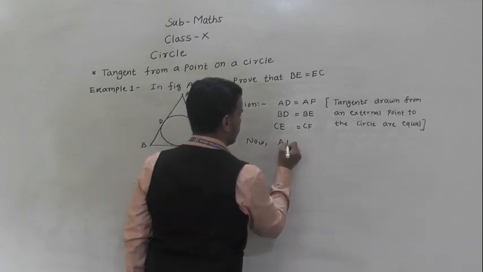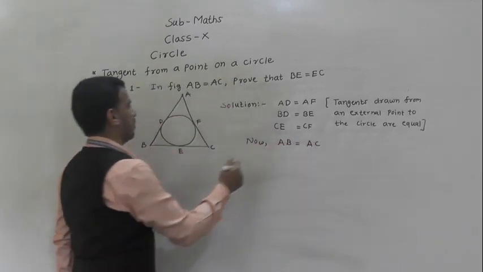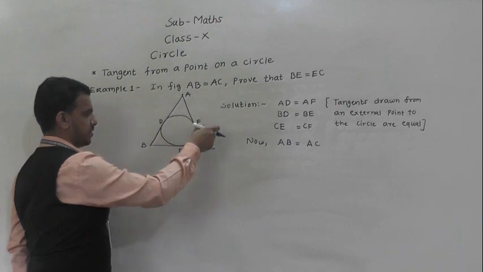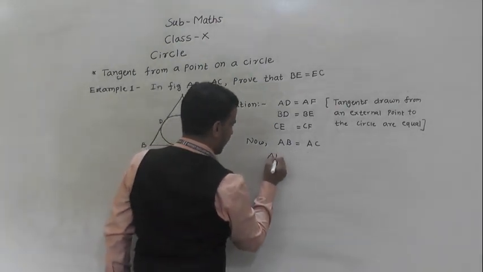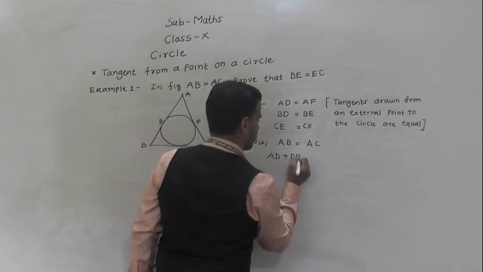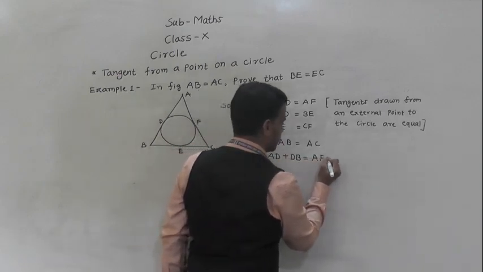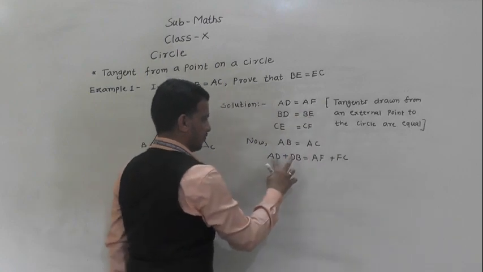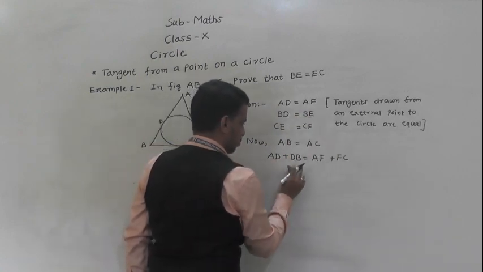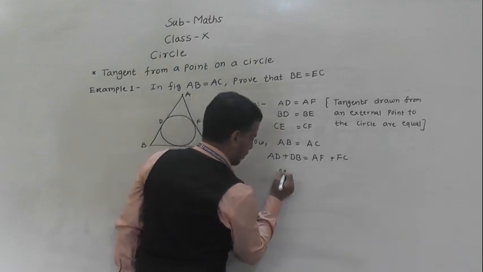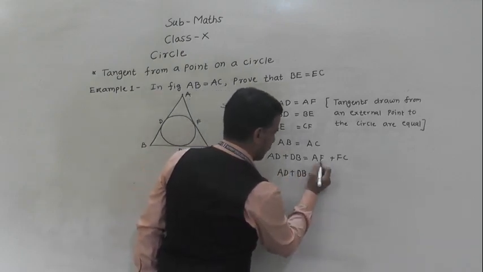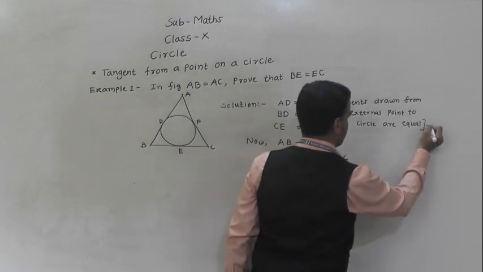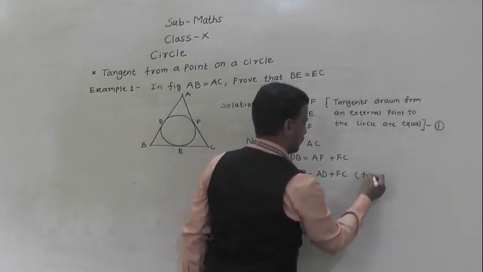Now AB is equal to AC, this is given. Now AB we can write as AD plus DB, AC we can write as AF plus FC. Okay, now here AD and AF are equal. So if AD and AF are equal, this will get cancelled, only DB and FC remain. So here AD plus DB is equal to, instead of AF we can write AD, plus FC. Okay, here we give number 1.